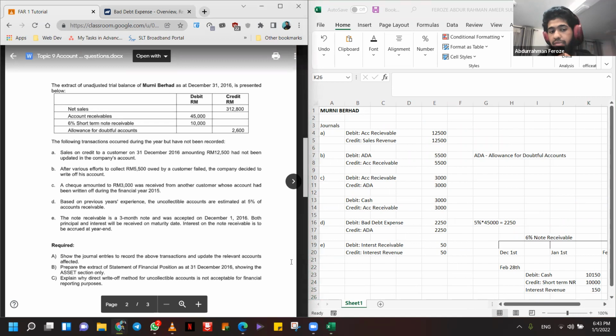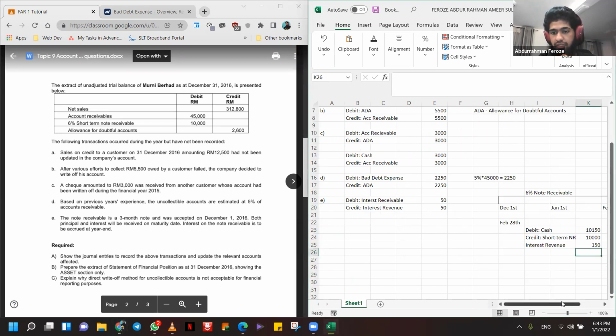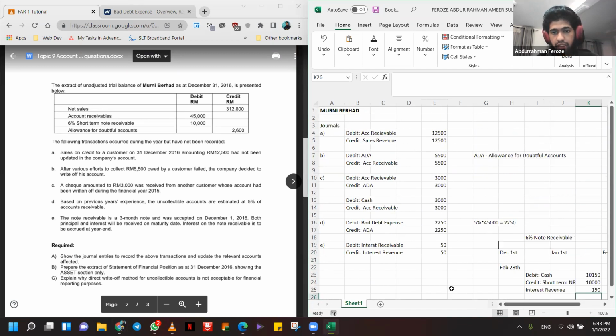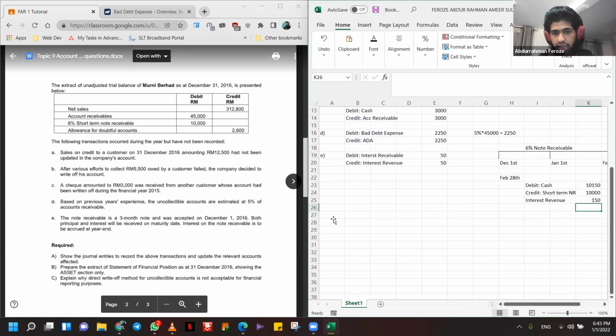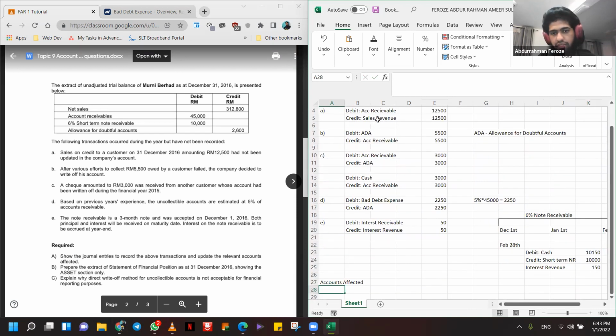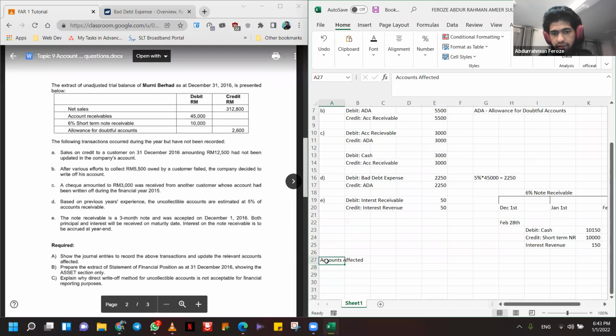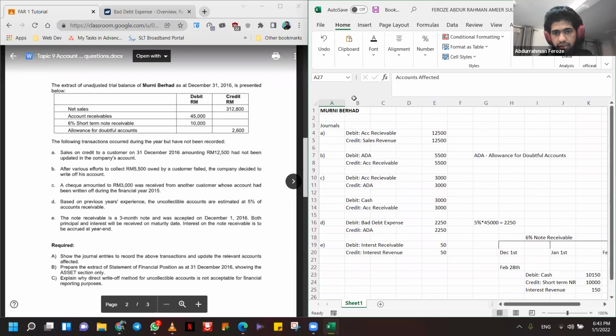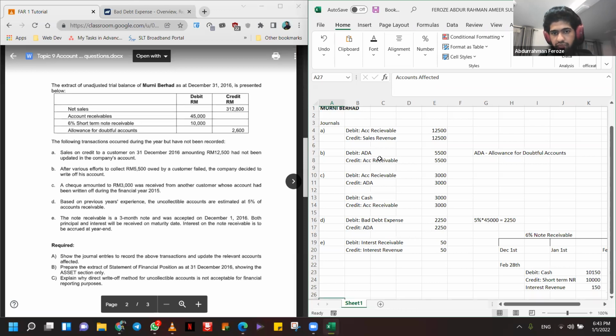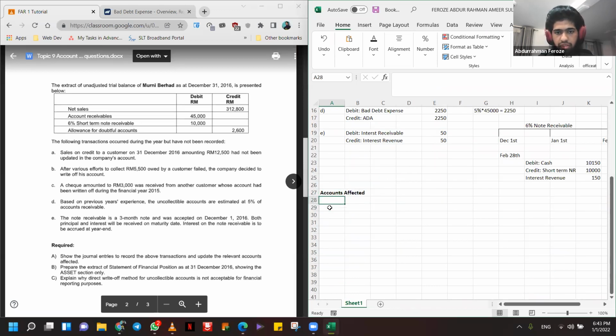Now we have to update the relevant accounts affected. First of all, we have to list down what are the accounts that are affected, right? So let's just list down the accounts that are affected. Based on this, what are the accounts that are affected? First, we have accounts receivable.